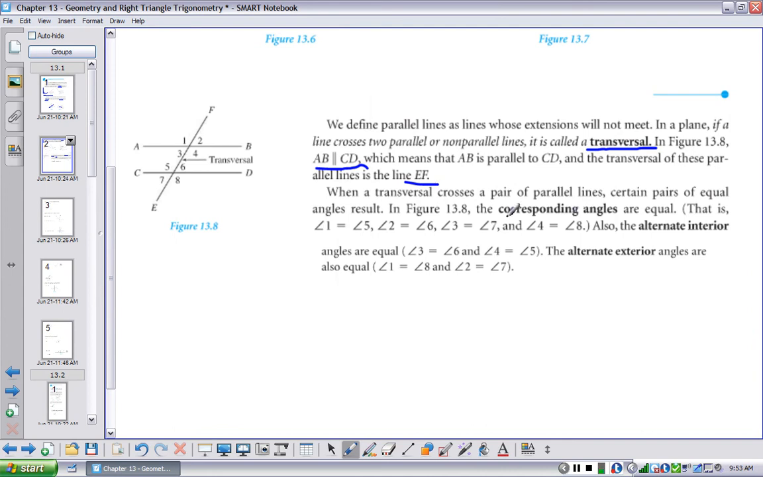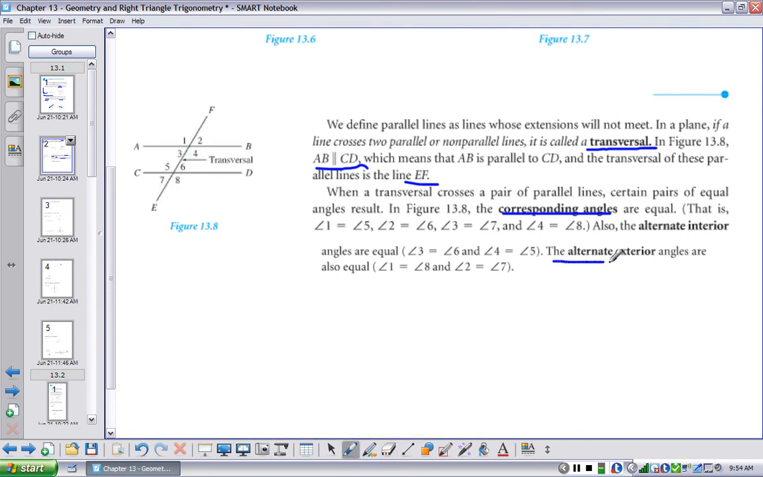Corresponding angles are equal. And corresponding angles, here the angles 1 and 5 are corresponding. Okay? The angles 2 and 6 are corresponding. 3 and 7 are corresponding. 4 and 8. Those are corresponding angles. Notice that they sit in the same place. Here 1 and 5, 3 and 7, 2 and 6, 4 and 8. Those are called corresponding angles.